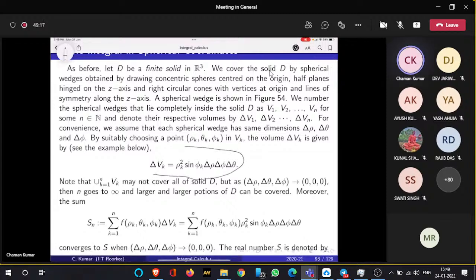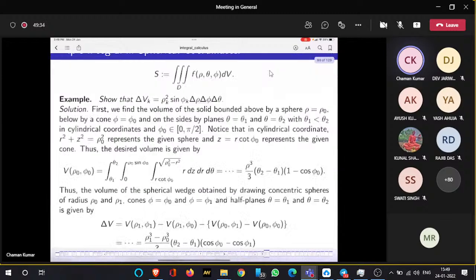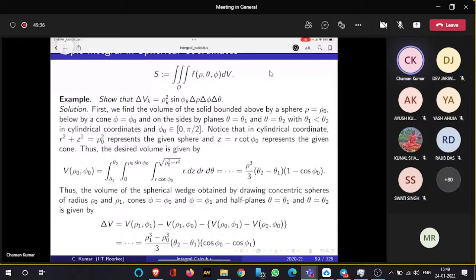So you find the volume of this block. This volume will come out to be this, and again construct the Riemann sum in the same way. And this will converge to some number S. Again, the notion of convergence is the same that we have seen before. And this gives you the triple integral in spherical coordinates. Okay, so this is the intuitive idea of these integrals.